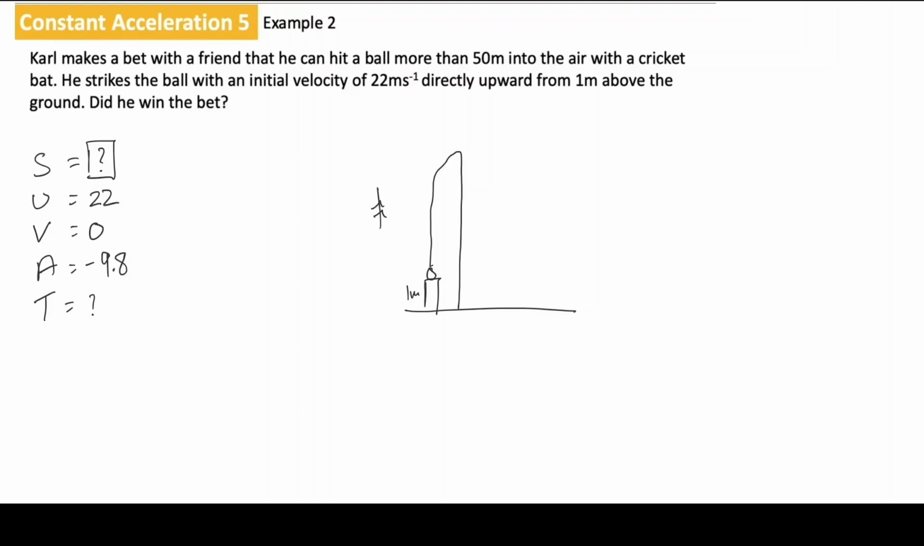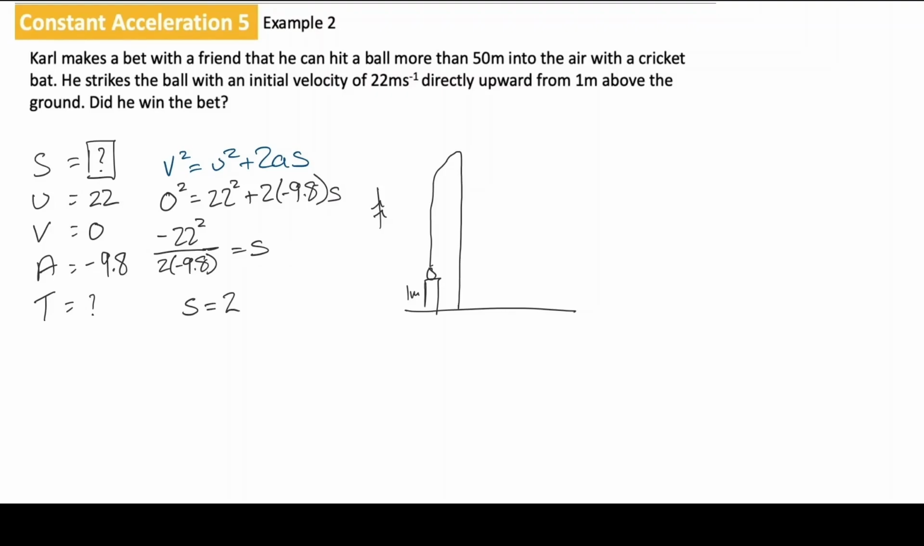We want a formula that uses S, U, V, and A, and here it is: V squared equals U squared plus 2AS. We'll substitute into the formula, and then we'll rearrange to find S. We don't really need to calculate each of these individually, just get a fraction expression that we can put into the calculator at once. Negative 22 squared over 2 times negative 9.8. That's our displacement. When we evaluate, we get 24.7 meters.